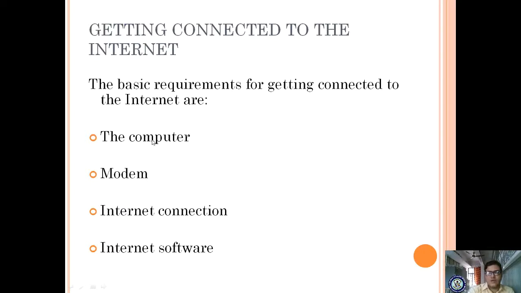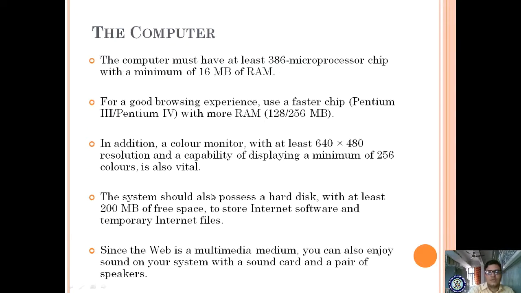We must have a computer or a smartphone. If you have a computer, then you must use a modem. By using this modem, the ISP service provider can be accessed, and through this ISP service provider we establish the internet connection. And to establish the internet connection, we must have internet software. Okay, clear? Yes. Now let us see the first one, the computer.